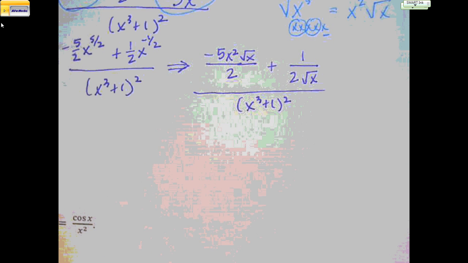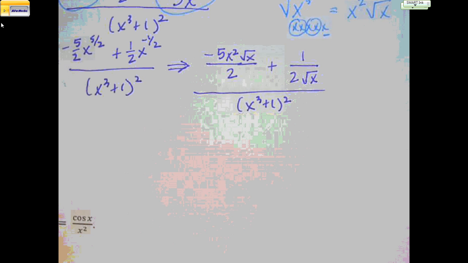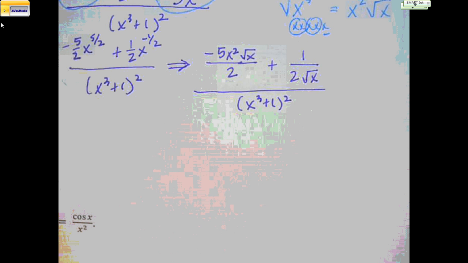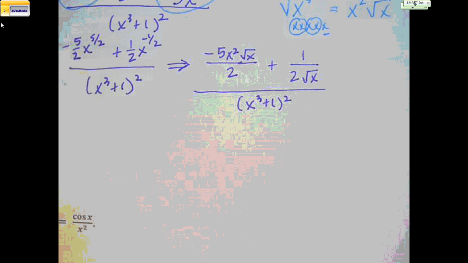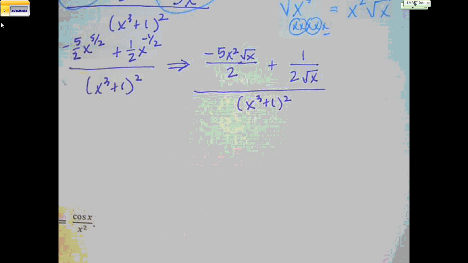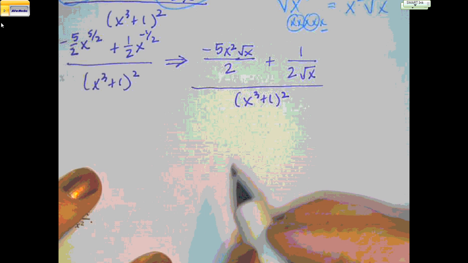And it's at this point that you probably want to quit, but please don't. On a multiple choice test, or if you're checking your answers in the back of the textbook, or on an AP test next year, they're looking to see if you know how to do these common denominators. They're going to force you to do it. You're going to have to if you want credit. So let's get common denominators on the top.